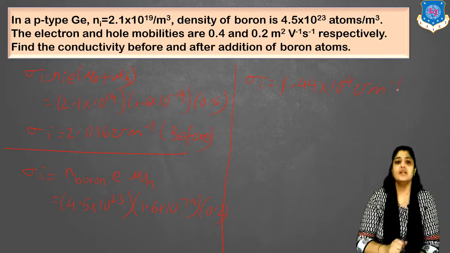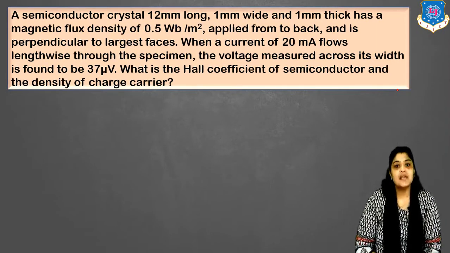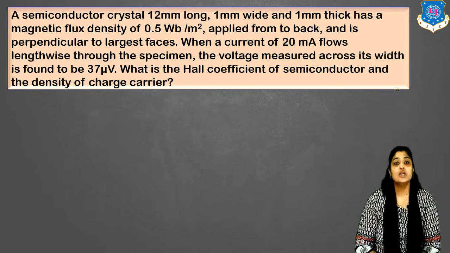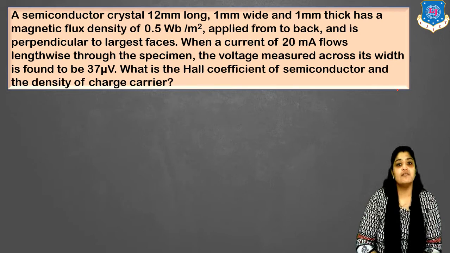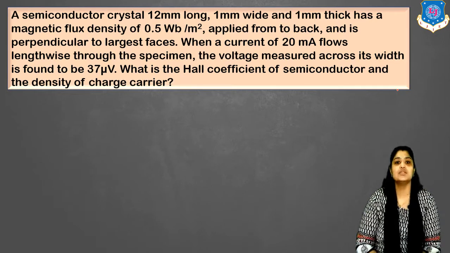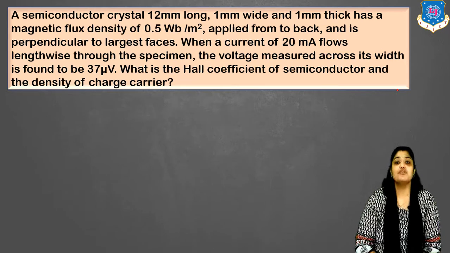Clear? Let's see one more numerical. This numerical says that a semiconductor crystal 12 mm long, 1 mm wide, 1 mm thick has a magnetic flux density of 0.5 Weber per meter square applied from front to back, perpendicular to the largest faces. When a current of 20 milliamperes flows lengthwise through the specimen, the voltage measured across its width is 37 microvolt. You have to find the Hall coefficient of the semiconductor.